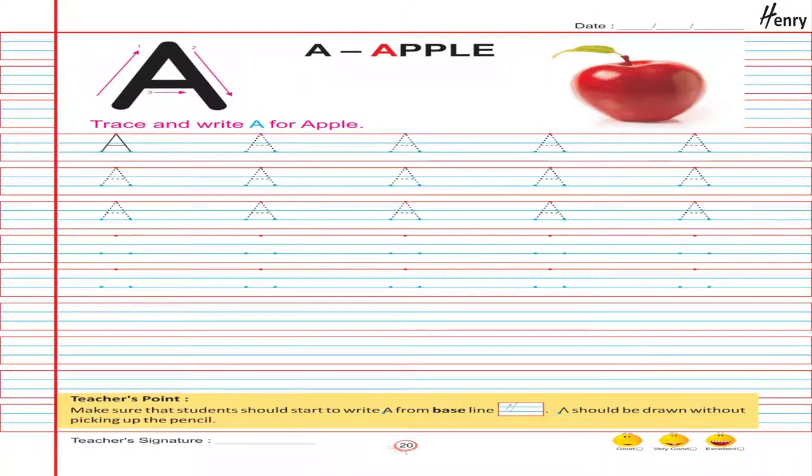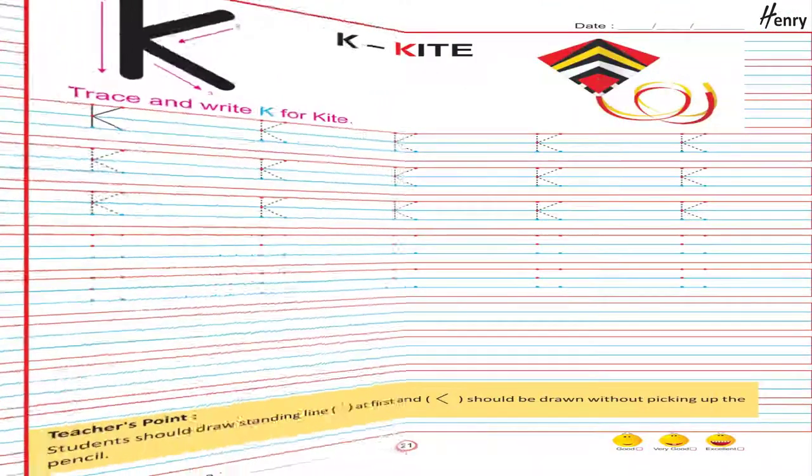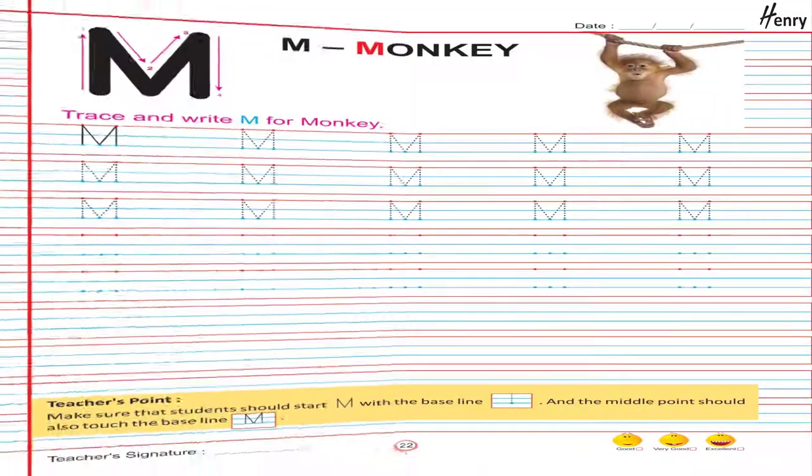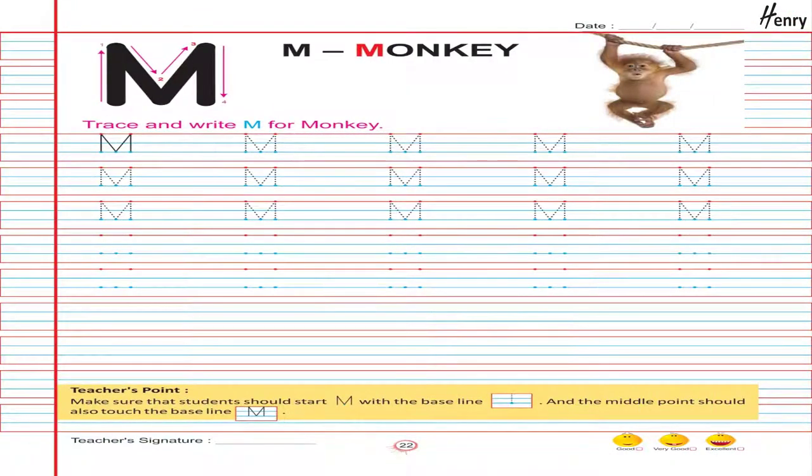A, apple. A, trace and write A for apple. K, kite. K, trace and write K for kite. M, monkey. M, trace and write M for monkey.